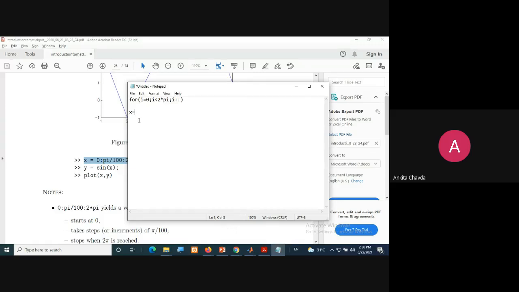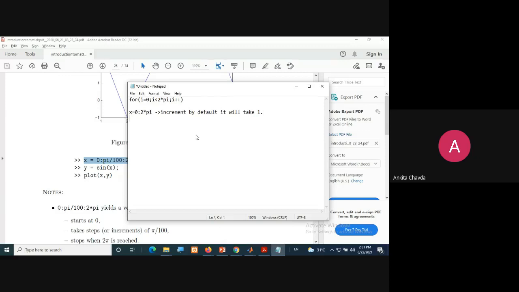So what you write here is x equals, you start with 0. This is the starting point that you are giving here. Then till where you want to continue, it is 2 into pi, right? Till that you wish to continue. But if you are not specifying an increment, then by default it will take 1.